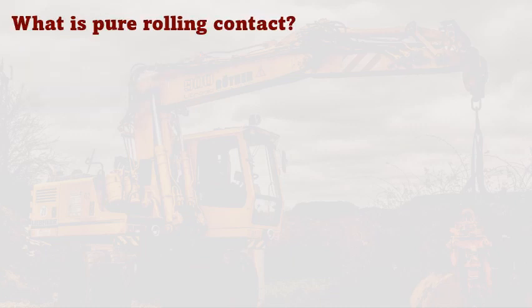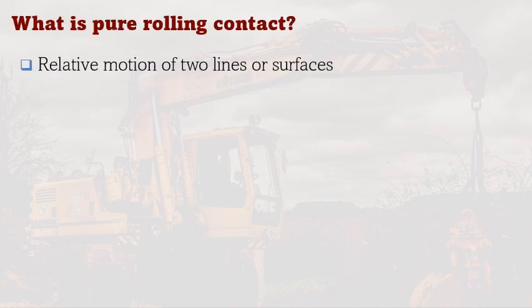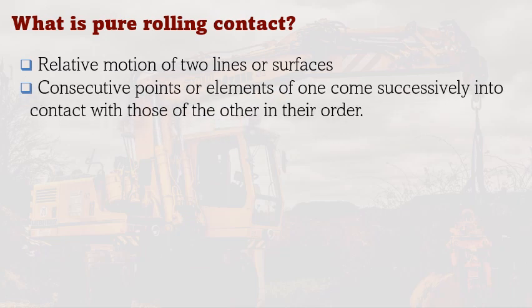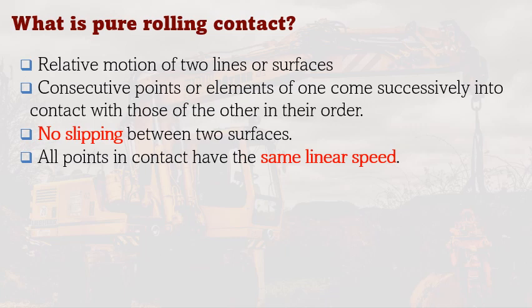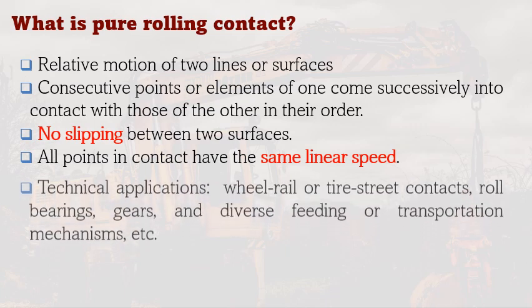So what is pure rolling contact? Pure rolling contact is a motion such that there is a relative motion of two lines or surfaces of which consecutive points or elements of one come successively into contact with those of the other in their order. For pure rolling contact, there's no slipping between two surfaces. So we are going to discuss further what this means when we say no slipping. All points in contact have the same linear speed, meaning they have the same velocity.